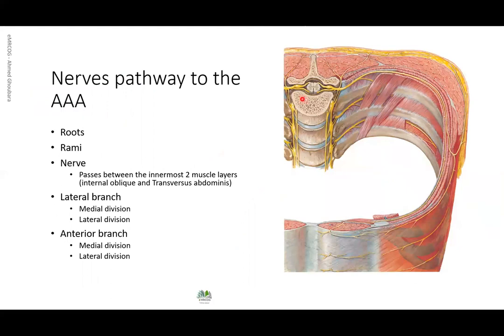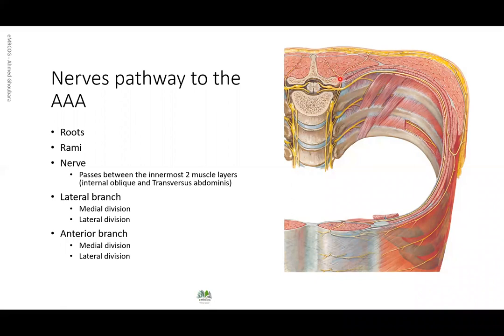You don't have to know about this. This is the basic anatomy of the pathway of the nerves. From the roots, we have the ventral rami, the dorsal rami. We have the roots, then the rami, then the nerve, then the branches, all the way to the wall of the abdomen. We have the ventral root and the dorsal root. Then we have the anterior rami and posterior rami.